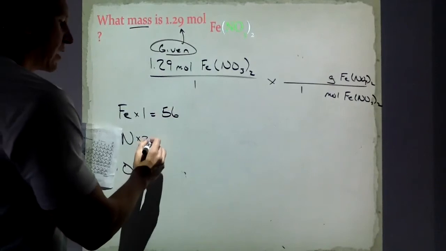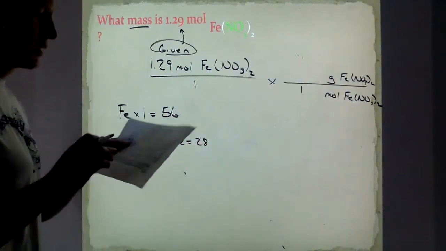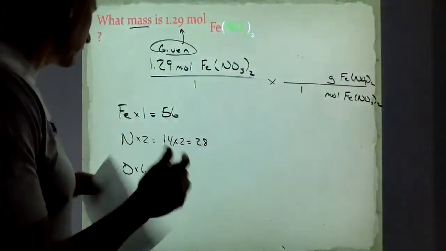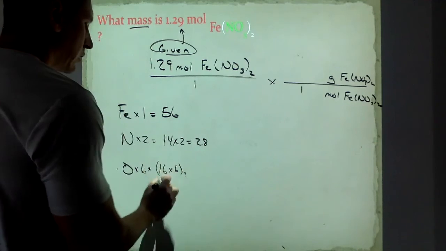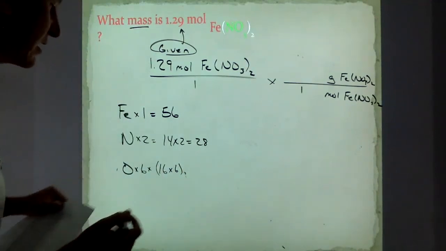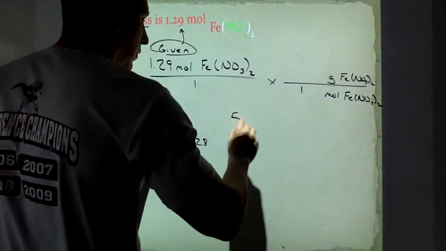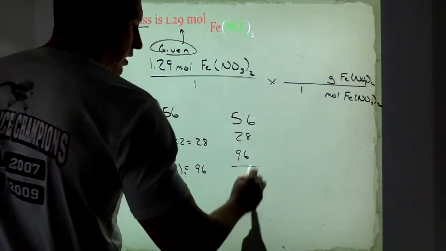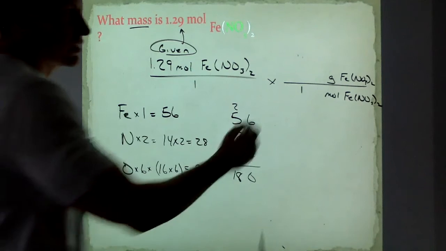Okay. Nitrogen, we said in the last one was 14. 14 times 2 equals 28. Nitrogen has a mass of 14. And then oxygen has a mass of 16. So this one is 16 times 6. Okay, 32, 64, 96 equals 96. So then I add all these up. 56 plus 28 plus 96, 12, 22, 180. And that's going to go here.